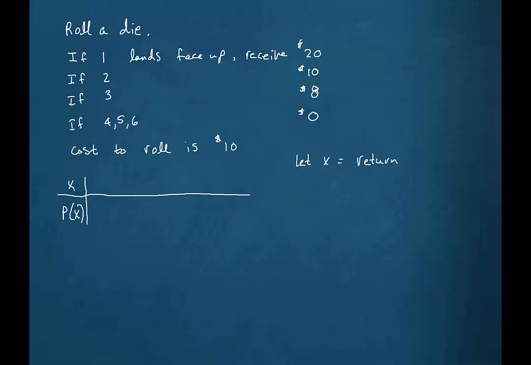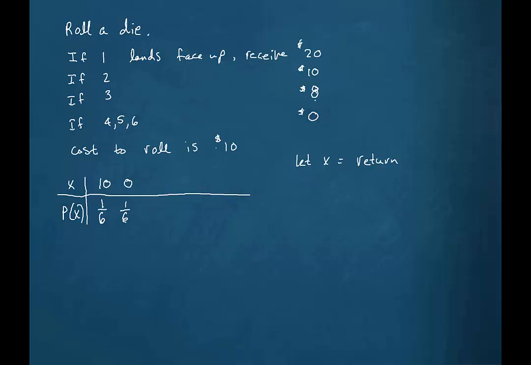So with our probability distribution then, the values that the random variable can take on would be 10 if we roll a 1, because we would receive the $20 and the cost to roll is 10. So the return would be $10. And that probability would be a sixth, because that only happens if we roll a 1. If a 2 lands face up, we receive $10, but it cost us $10 to play, so there would be no return there, and that probability is a sixth.